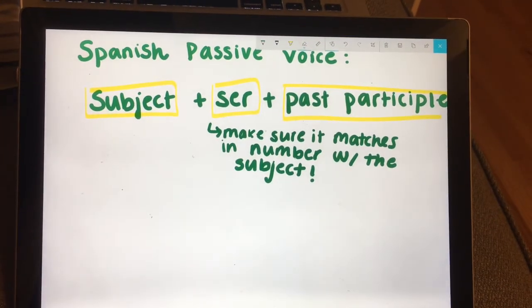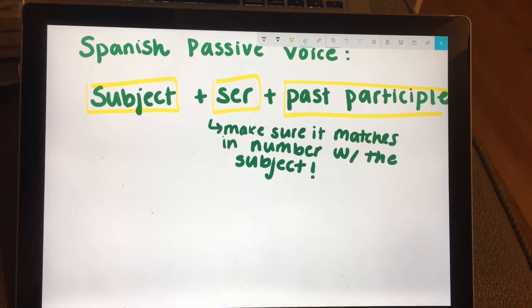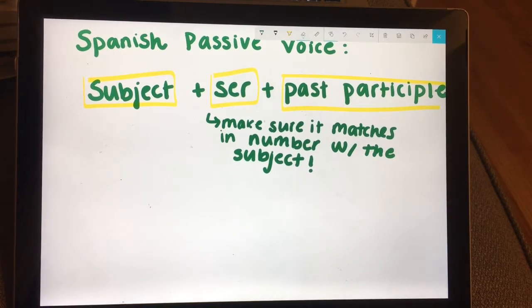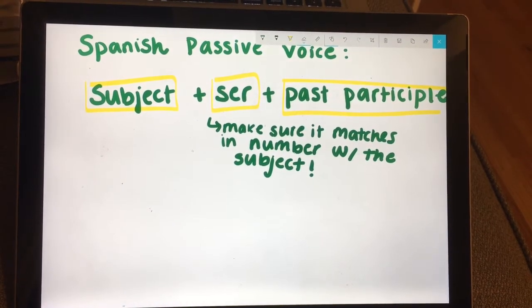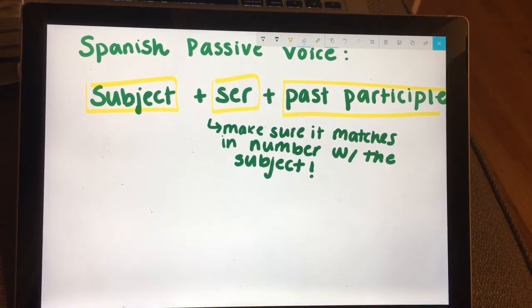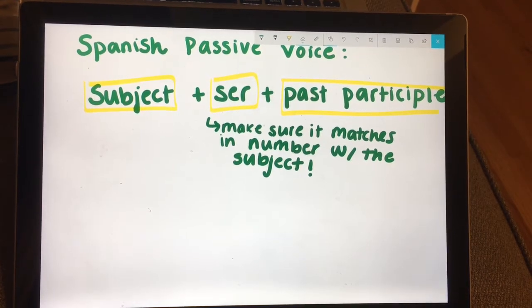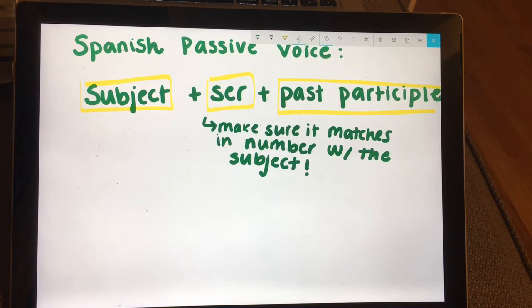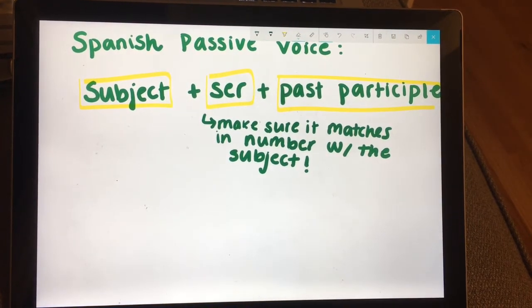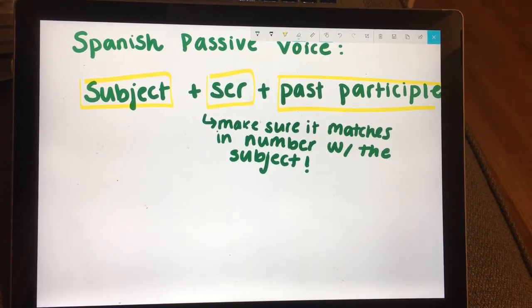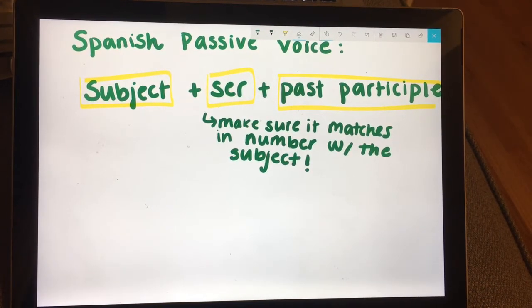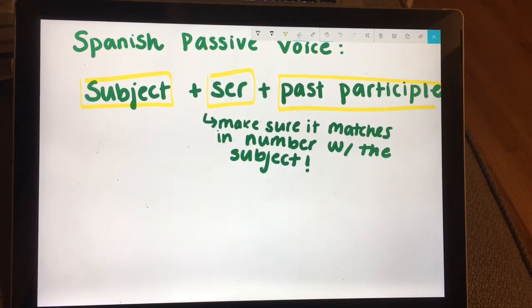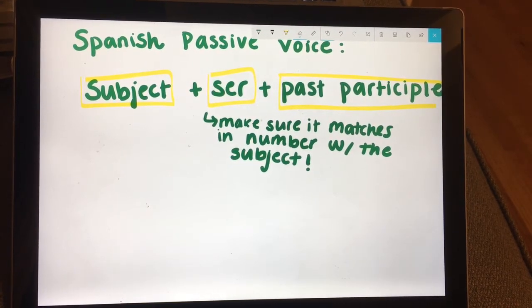Hello guys, so in today's video we're going to talk about the two ways to form the passive voice in Spanish. So the first way that we're going to discuss is the use of ser. So we'll have the subject followed by either fue or fueron, depending on if the subject is singular or plural, and the past participle. If you're unsure what a past participle is, check out my video. I think it's titled The Past Perfect, and I go over participles in that as well.